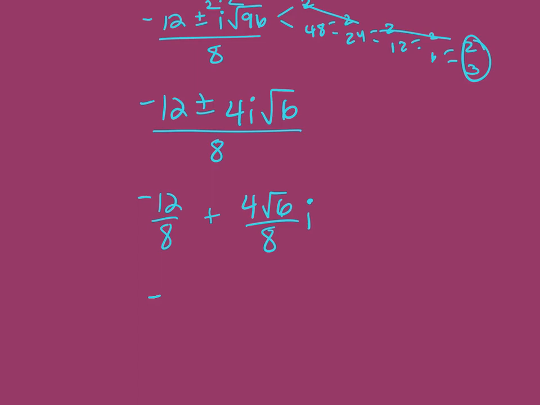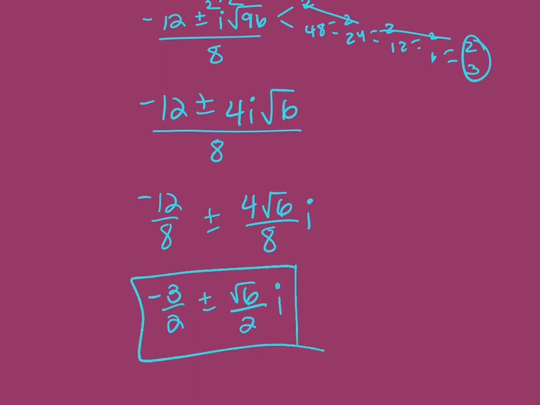Yep. Can you just take out the 4? Yeah, you could do your square roots however you do your square roots. Wait, what do you mean plus and minus? Yep. Good catch. Thank you. Negative 3 halves plus and minus root 6 over 2 i.